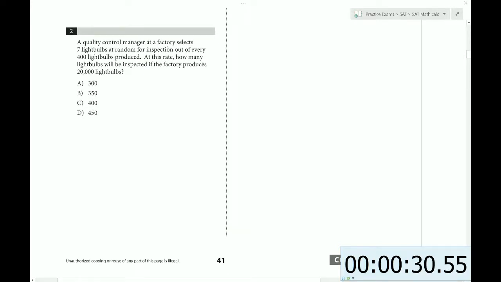A quality control manager at a factory selects 7 light bulbs at random for inspection out of 400 light bulbs produced. At this rate, how many? Okay, so this is going to be a proportion. 7 out of 400. How many would be inspected? X out of 20,000. So we just have to move the 20,000 across the equal sign to here. We can move it diagonally, right? And then we can eliminate these two zeros. So we would have 200 over 4, which is 50. 50 times 7, which is 350. Choice B.